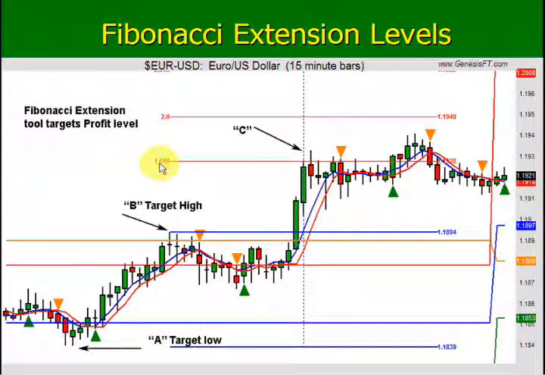An extension of AB gives us C. Is a 618 extension, and then a 200% extension of the AB move. So that'll help give you a profit target if the market expands through a pivot point resistance. So why is that important?